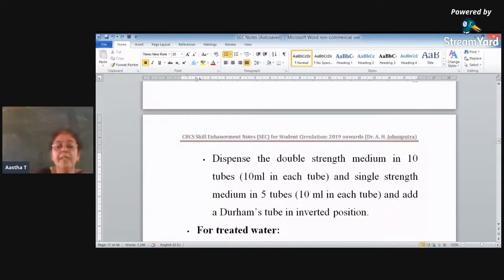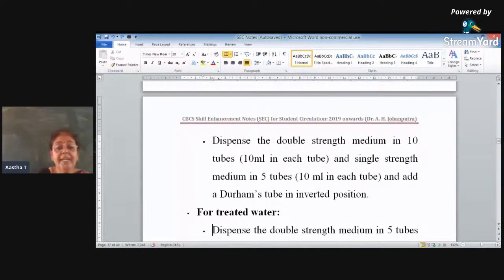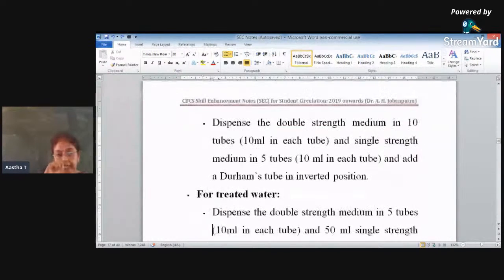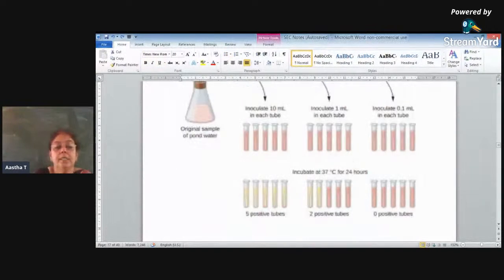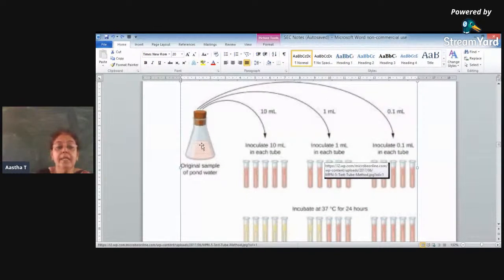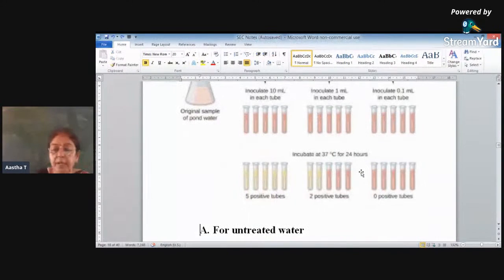So we take 5 tubes and add 10 ml of medium in each. In each of these 15 tubes, you add inverted Durham's tube. Now this is the set. You add in the first 5 tubes 10 ml of the water sample. Next 5 tubes, 1 ml of water sample. In next 5 tubes, 0.1 ml of water sample. Incubate them at 37 degrees for 24 hours, and you see which tubes are positive.